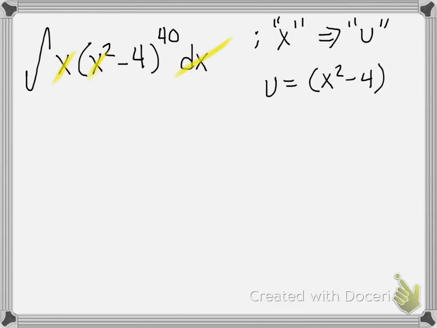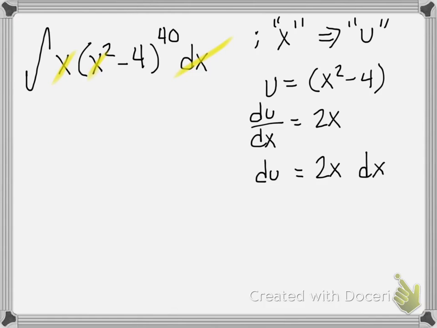And whenever you take a derivative of that, that would just be 2x. Alright, so du would be equal to 2x times dx, and so then dx would be equal to du times 1 over 2x.